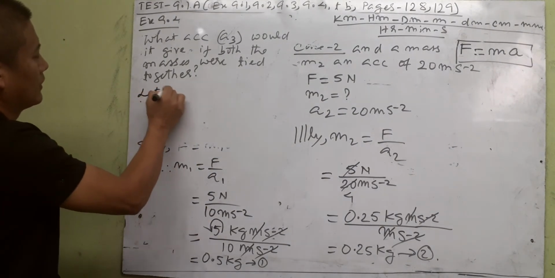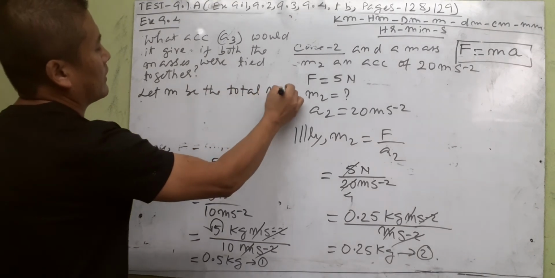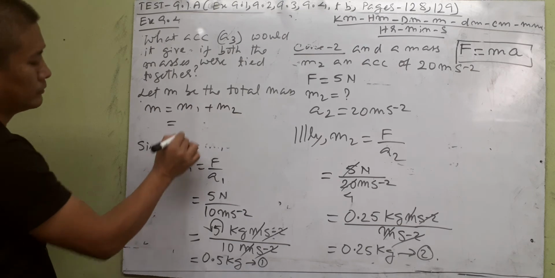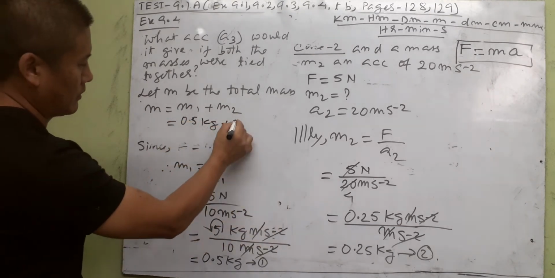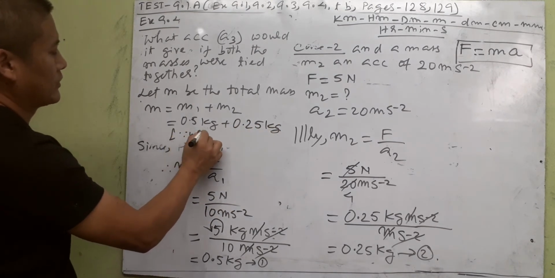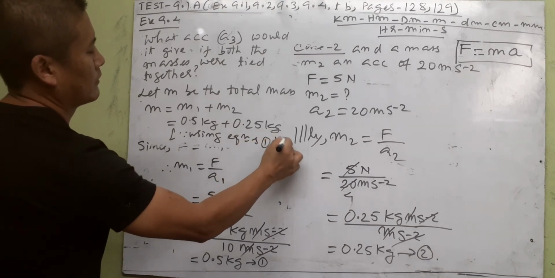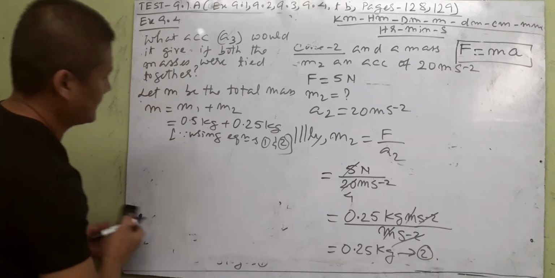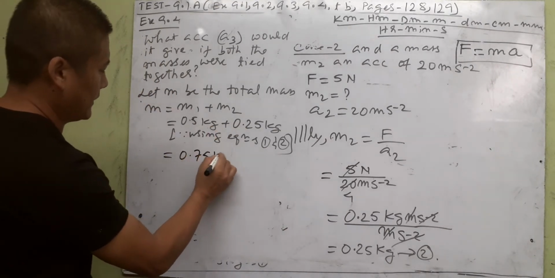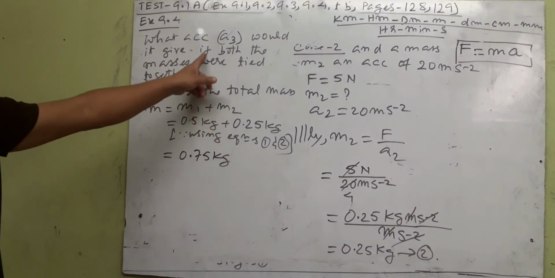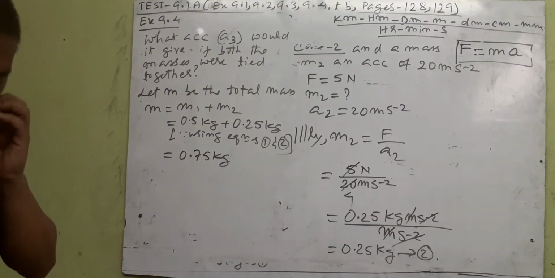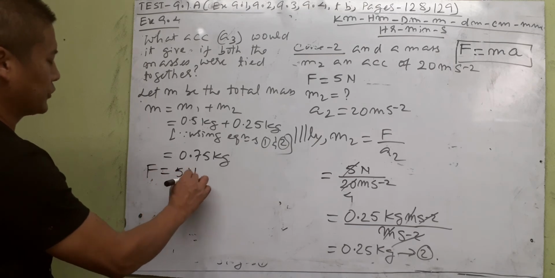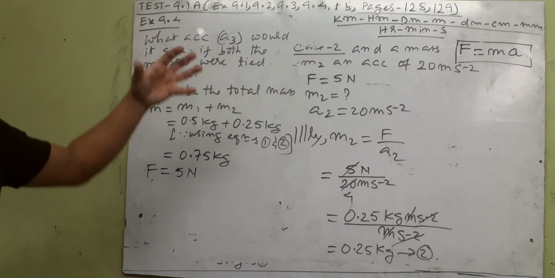Now let us write here, let M be the total mass when the two objects m1 and m2 are tied together. So common sense, M will be m1 plus m2. m1 is 0.5 kg plus m2 is 0.25 kg, using equations 1 and 2. Once we add this, you get 0.75 kg as M. What acceleration would it give if both of these are tied together? If they're tied together, F is still the same, the same force applied is still 5 Newton. If the same force is applied to the two masses together, what acceleration? That's what they are asking.